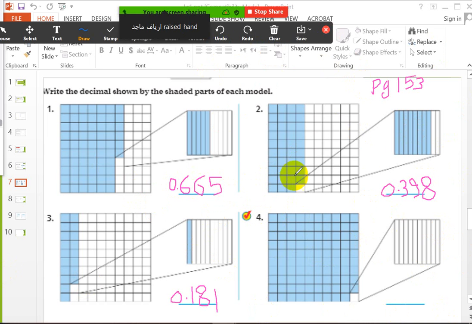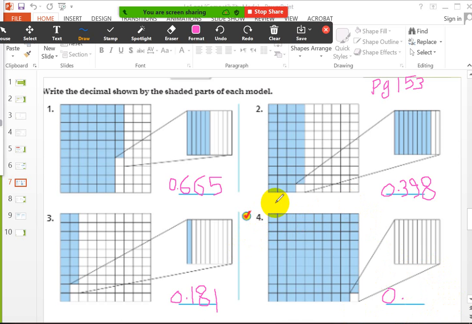Number 4. I want to write the decimal number. How will I write the decimal number? Look, according to the division here, the whole is divided into 100 parts. That means the shaded parts will be in the hundredths digit. And I told you that the first digit after the point is the tenths, the second one is the hundredths. That means the number will be a hundredths number.